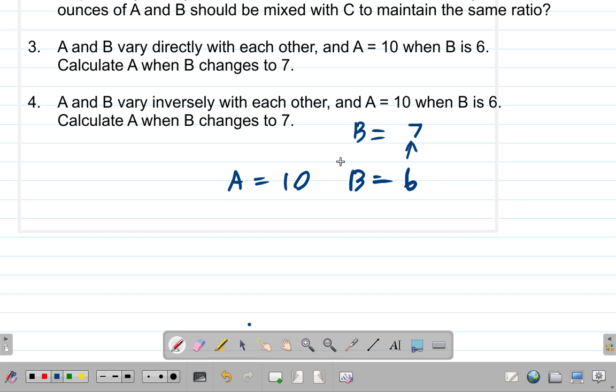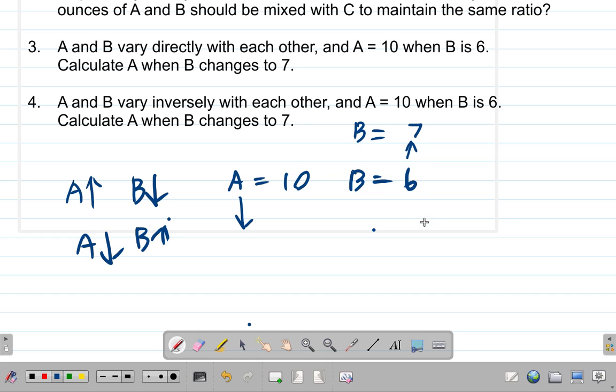Now it's inverse. Inversely proportional means when A goes up, B goes down, and when B goes up, A goes down. Inverse, different direction, opposite direction. When A rises, B falls. When A falls, B rises. Alright? Now, when B increases to 7 from 6, A will drop. A is supposed to drop. The next value of A is supposed to be below 10. So let's see what happens.